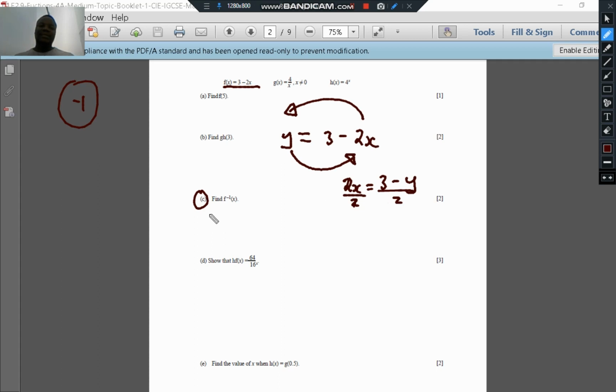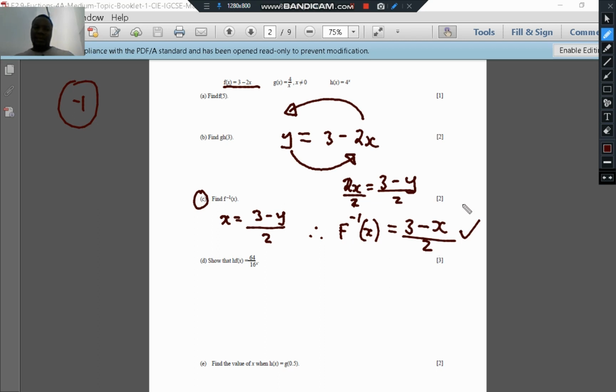Now, when that is the case, it also implies that we've got x equals 3 minus y over 2. Now, this is the inverse. When you've made x the subject, you just replace x with f inverse of x, as the question states. So f inverse of x equals 3 minus, and where there is y you put x, over 2. It means this is the inverse of f of x. So this is the answer, and you get your 2 marks.